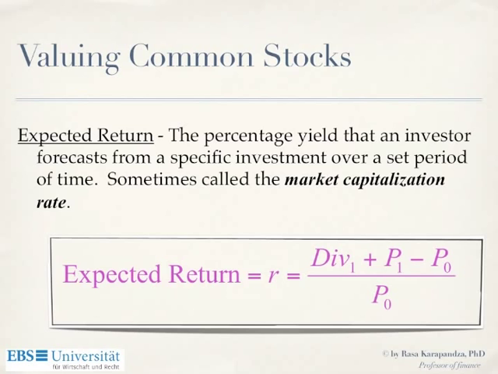So how much in percent do you earn over this year? You earn profits divided by what you have paid. So these are the profits: dividend plus the difference in the price, P1 minus P0, divided by the price that you have paid. And this is what you expect to earn if you own a company.